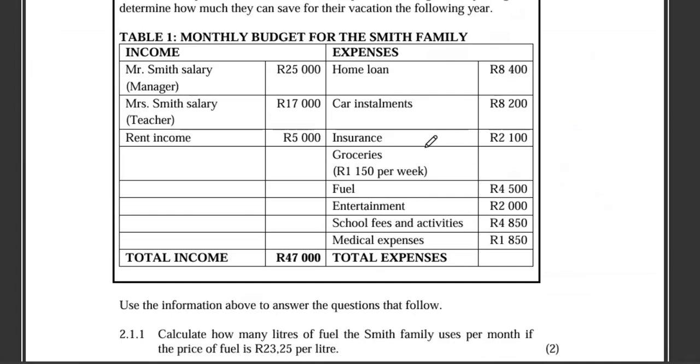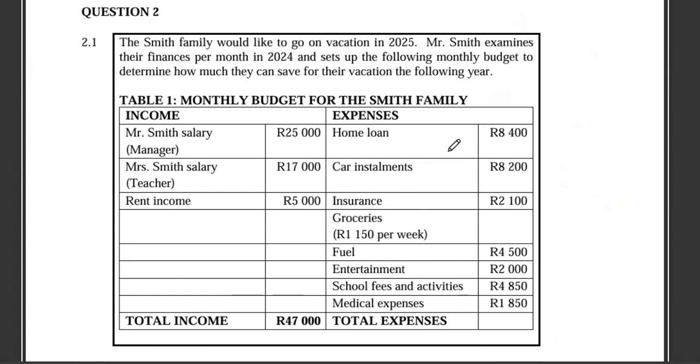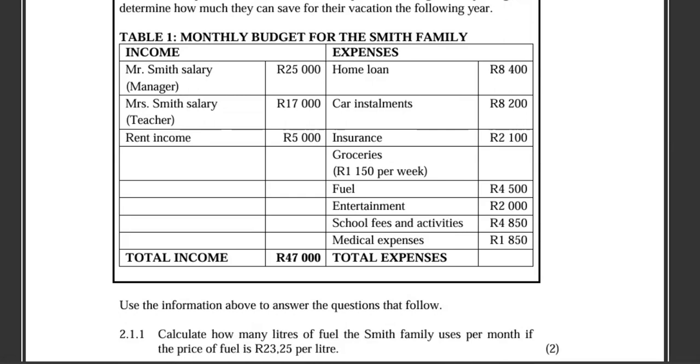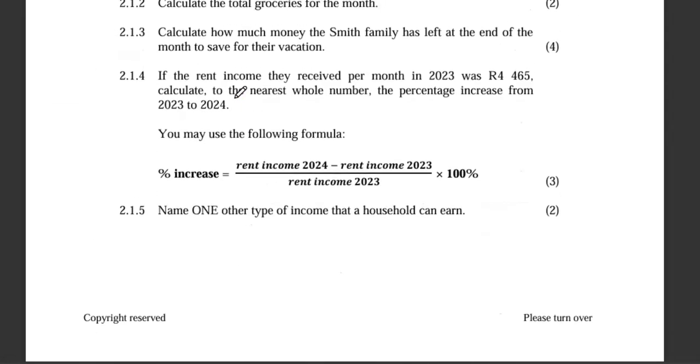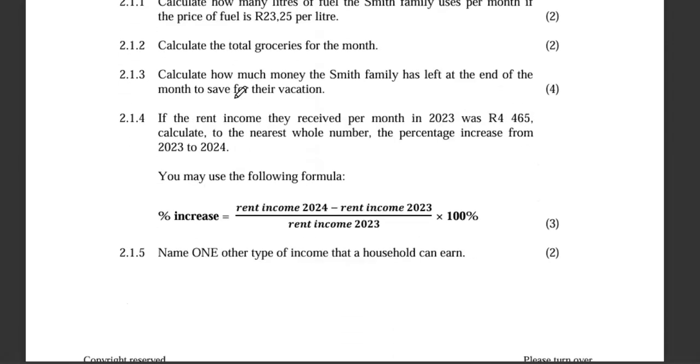Okay. Question number 2. We're looking at someone's monthly budget. The Smith family would like to go on a vacation in 2025. Mr. Smith examines their finances by month in 2024 and sets up the following monthly budget to determine how much they can save for their vacation the following year. Okay, monthly budget is there. Let's look at the questions.